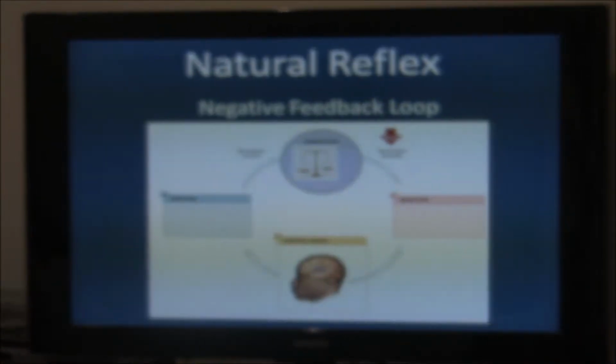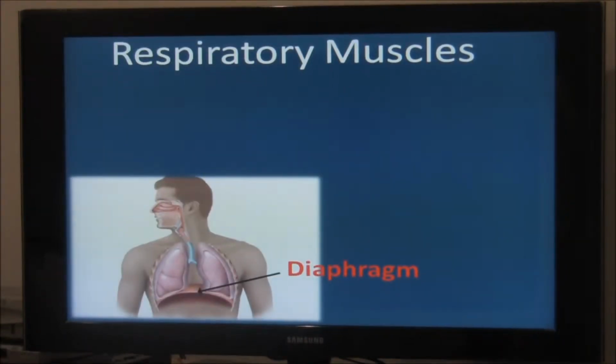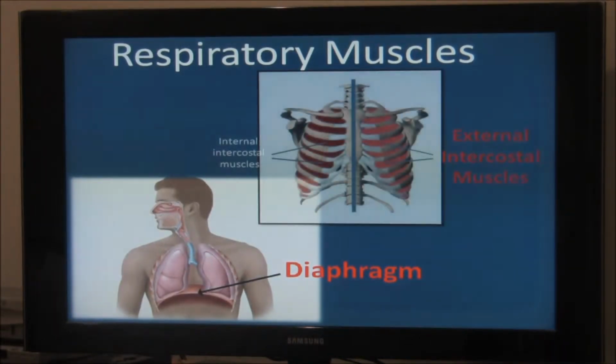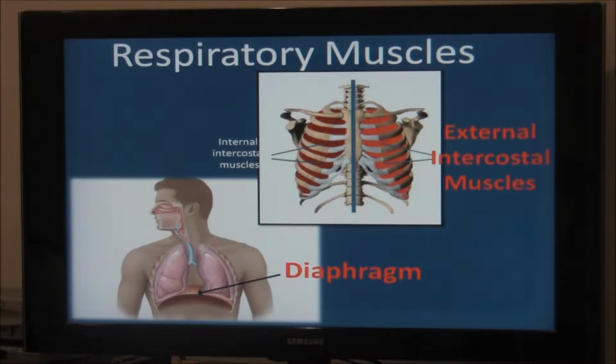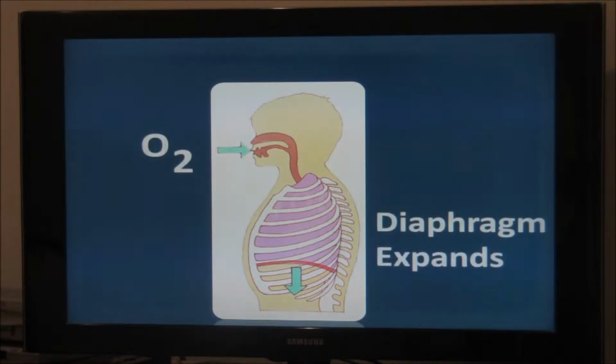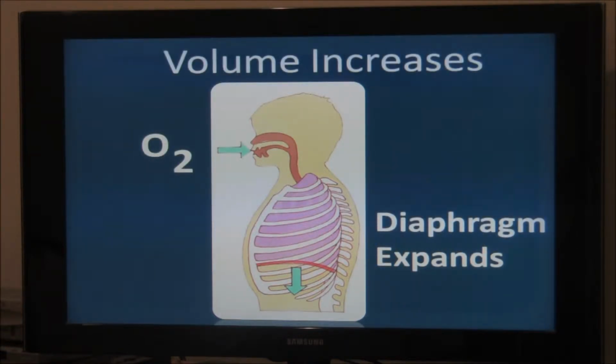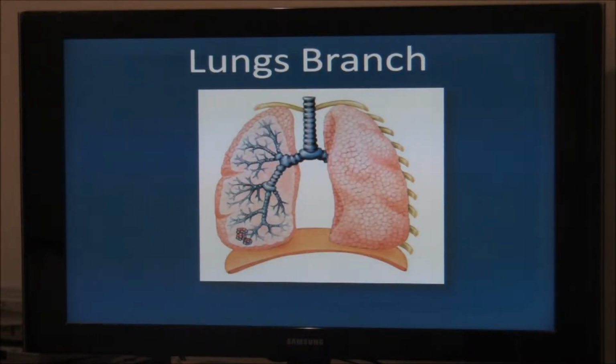Our diaphragm and our external intercostal muscles expand and contract, causing negative pressure within our lungs, which forces air into our nasal cavity through our pharynx, larynx, and down our trachea and into our lungs, known as inspiration, breathing in, or inhaling. Our lungs have many branches, very similar to branches on a tree.